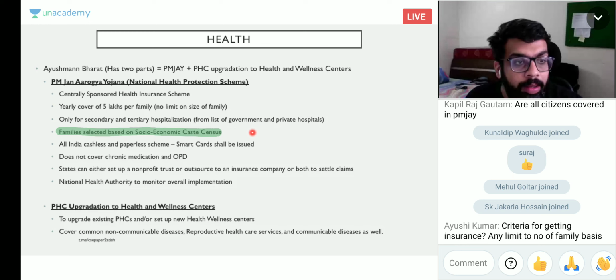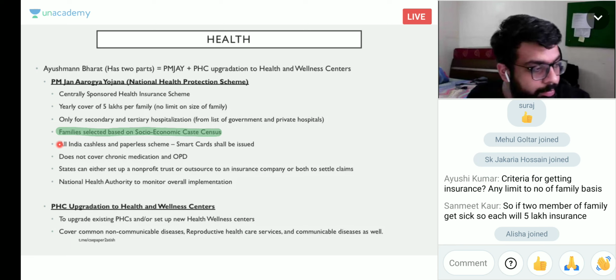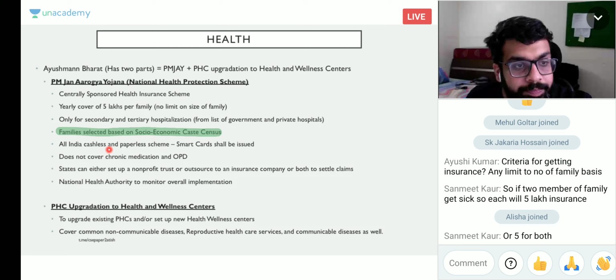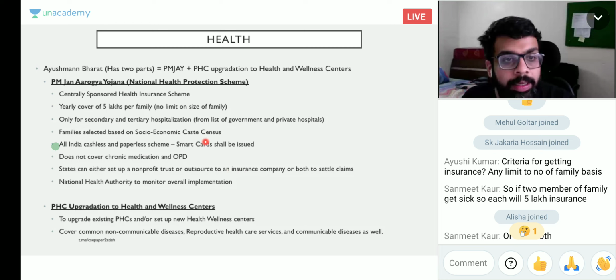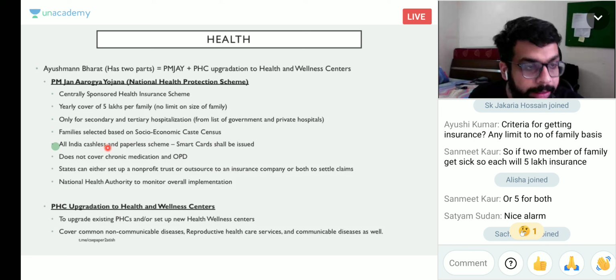Okay. Yes. Now, all India. So yes, the criteria for getting insurance. That's exactly what I'm telling you. There is no limit on the number of families who can actually take this.